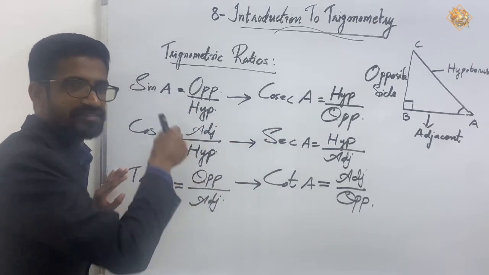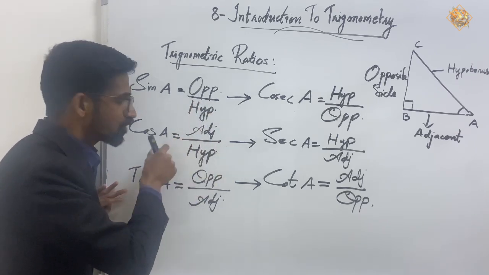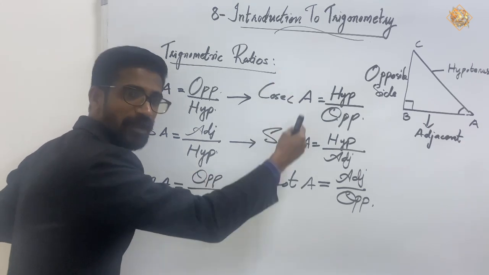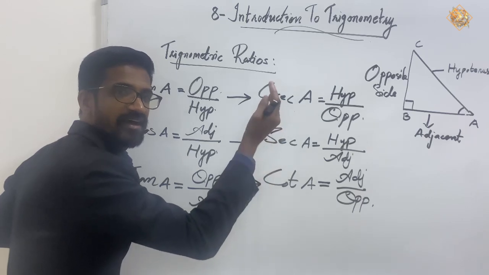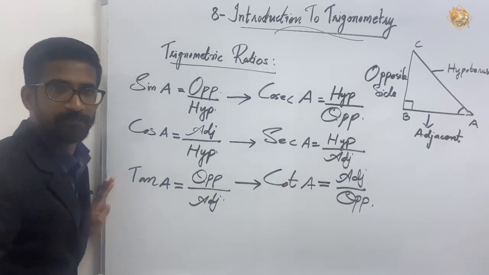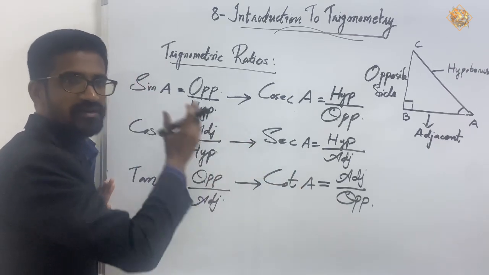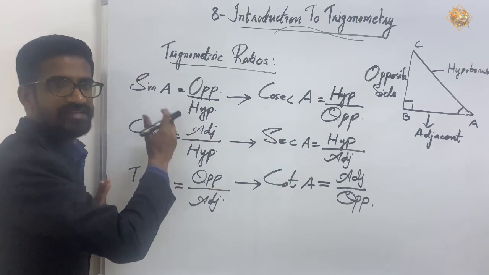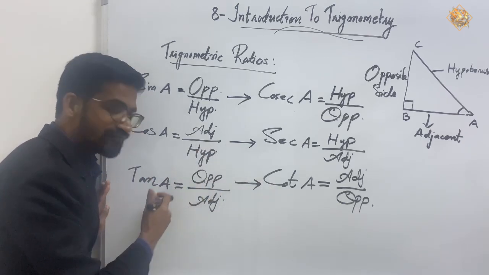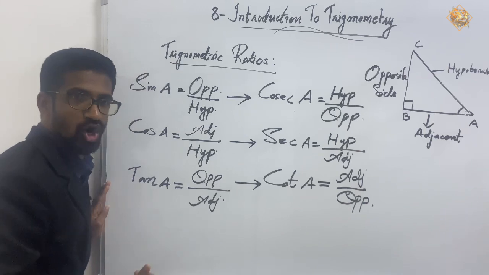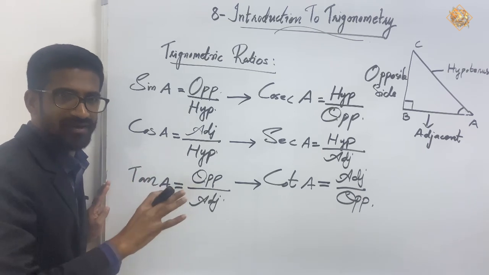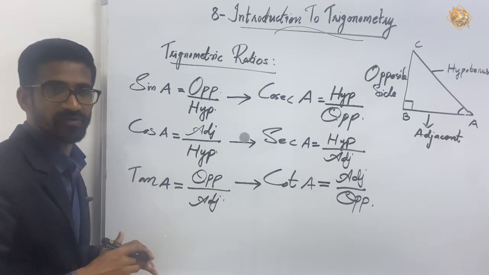When we look into the definitions, sine is opposite by hypotenuse. Cos is adjacent by hypotenuse. Tan is opposite by adjacent. Cosec is hypotenuse by opposite. Sec is hypotenuse by adjacent, and cot is adjacent by opposite. These trigonometric ratios are inverses of one another: inverse of sine is cosec, inverse of cos is sec, and inverse of tan is cot. Hope it is clear. You must be very thorough with this. If it is learnt well and practiced well, this chapter is going to be very easy.